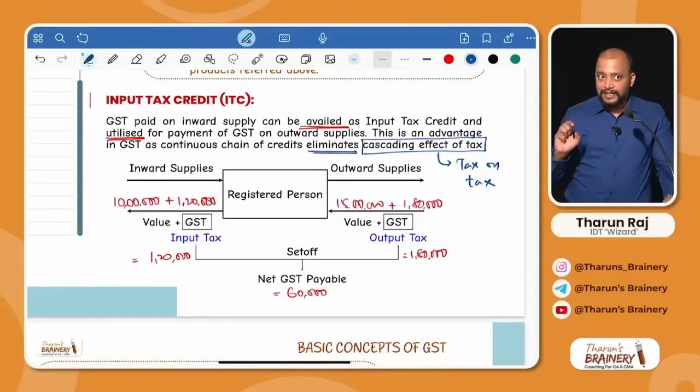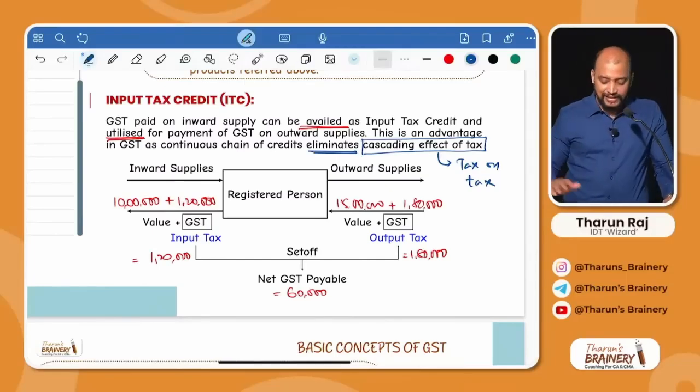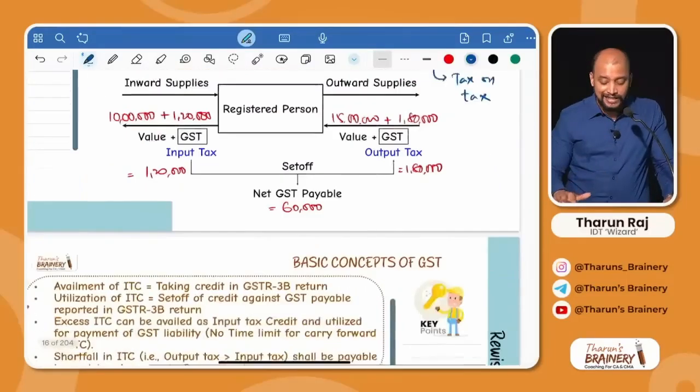So there are three legal terms which we need to know. Availed ITC means what? Taking input tax credit. Utilized ITC means what? Adjusted or set off against a liability. And it eliminates cascading effect of tax. What is the meaning of cascading effect of tax? It avoids tax on tax. You understood these basics of ITC?